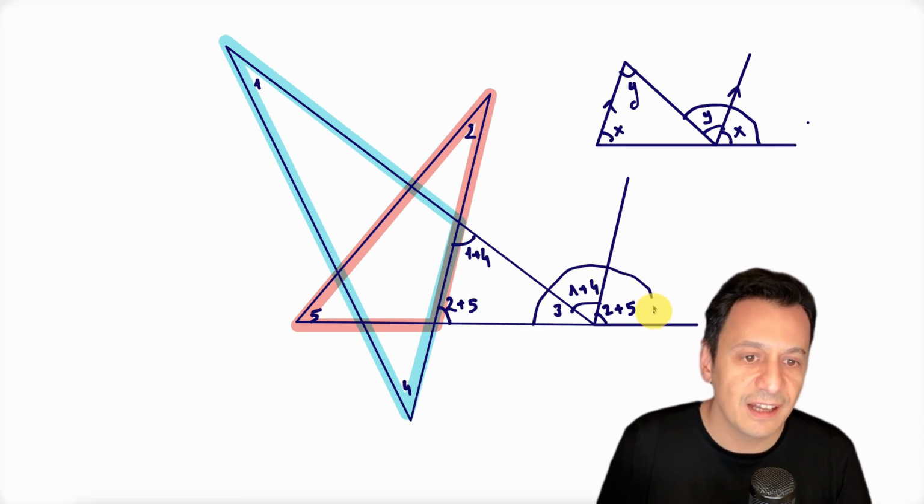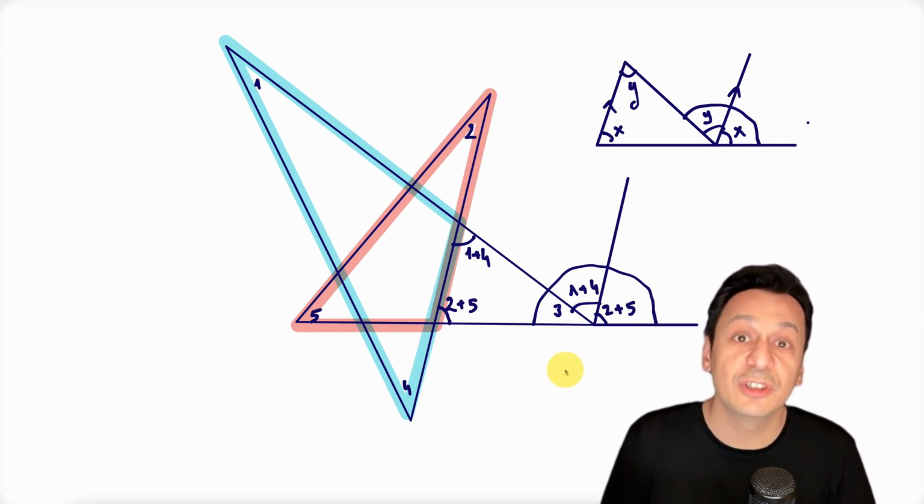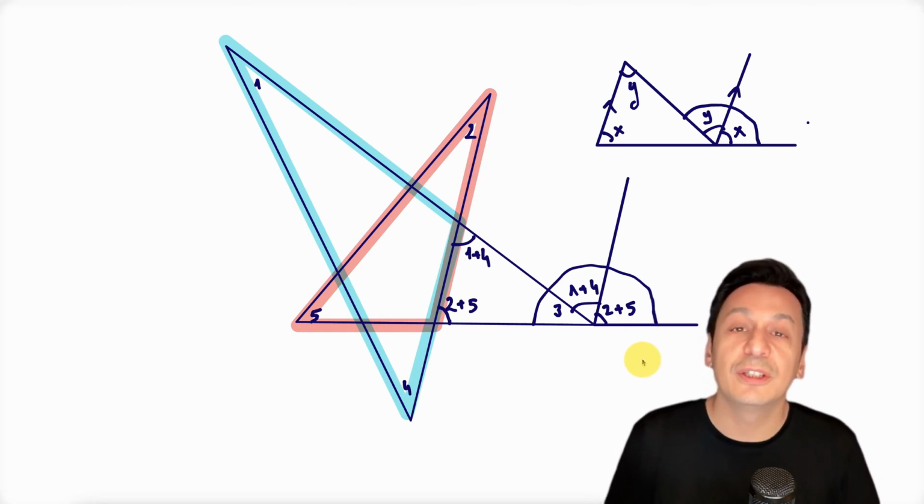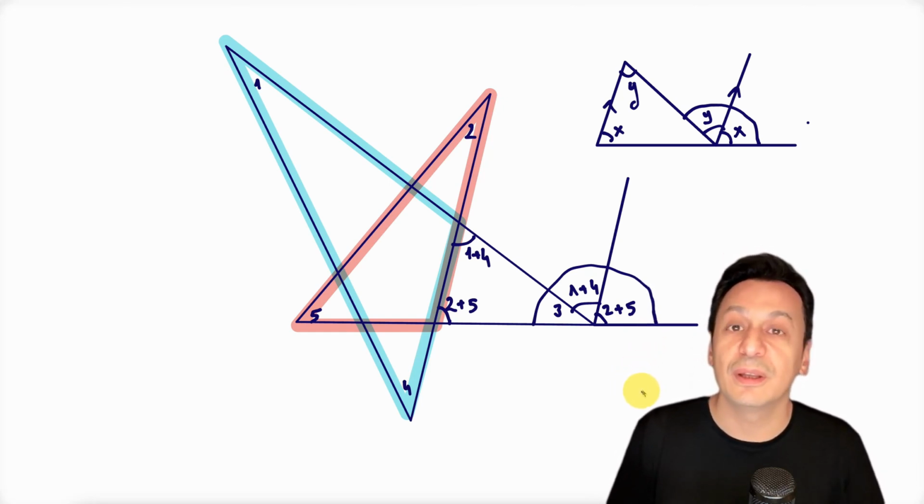Now if you look at the angle here, you'll see that it's 1 plus 2 plus 3 plus 4 plus 5. So that's the sum of the interior angles of our star here. Since this is also 180 degrees, we can say that the sum of the acute angles of a star is 180 degrees.